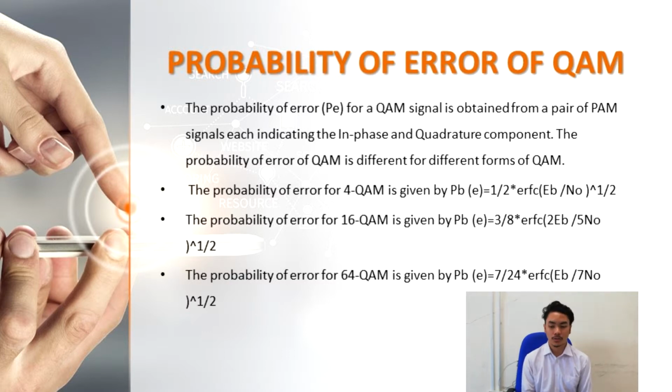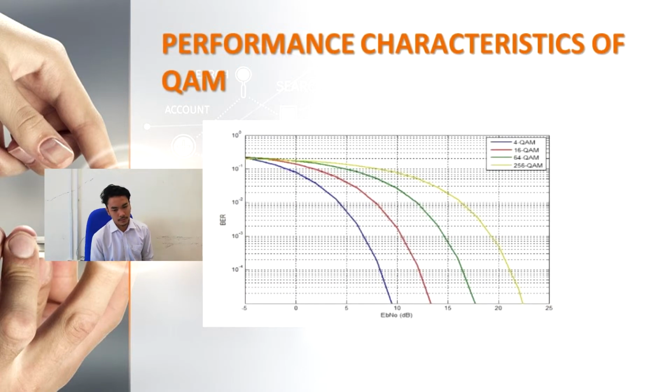The probability of error for 16 QAM is given by Pb = 3/8 × erfc((2Eb/5N0)^(1/2)), and the probability of error for 64 QAM is given by Pb = 7/24 × erfc((Eb/7N0)^(1/2)). So there is a graph for the performance characteristic of QAM.